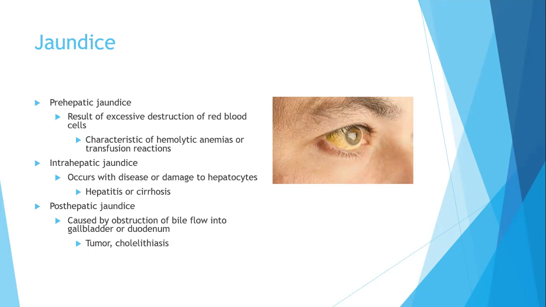So prehepatic jaundice results from excessive destruction of red blood cells, like hemolytic anemias or transfusion reactions, those type 2 hypersensitivity reactions. Intrahepatic jaundice occurs with damage or disease to the hepatocytes of the liver, like hepatitis or cirrhosis. And post-hepatic jaundice is caused by obstruction of the bile flow into the gallbladder or duodenum. So cholelithiasis or a tumor could cause that.